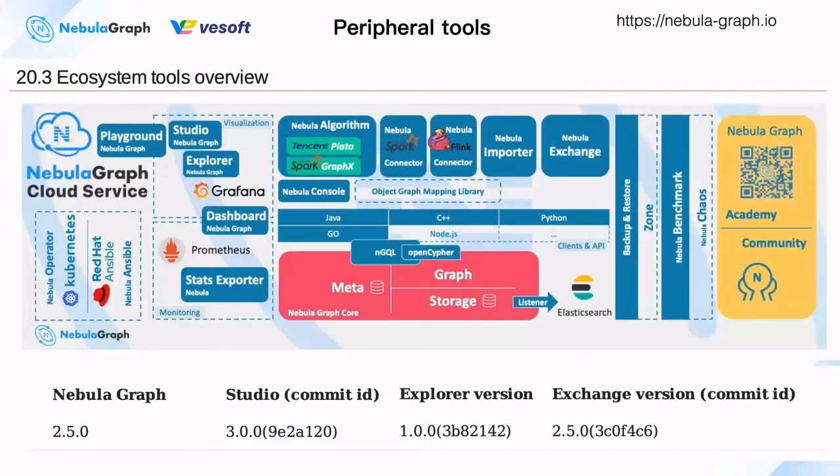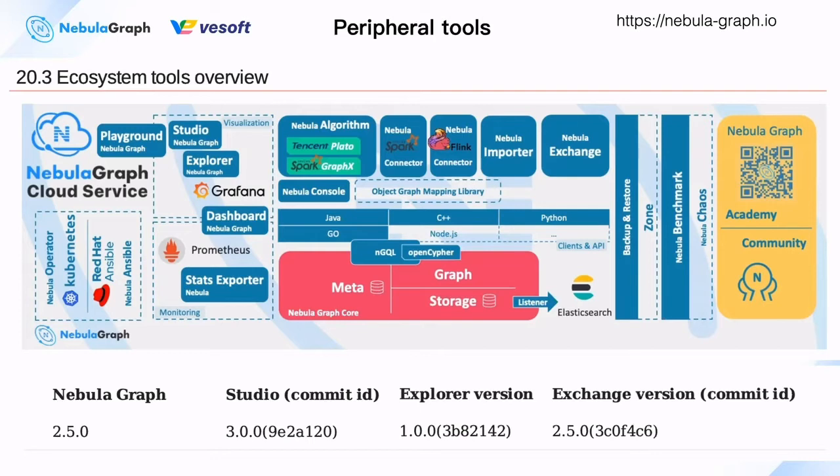And finally, I would like to give a brief introduction of the whole ecosystem, the surrounding tools. So this is the core part. In this release cycle, together with 2.5 of the core, we have corresponding releases for our other tools. For example, the Exchange, our tooling to support multiple data sources, importing data to Nebula.